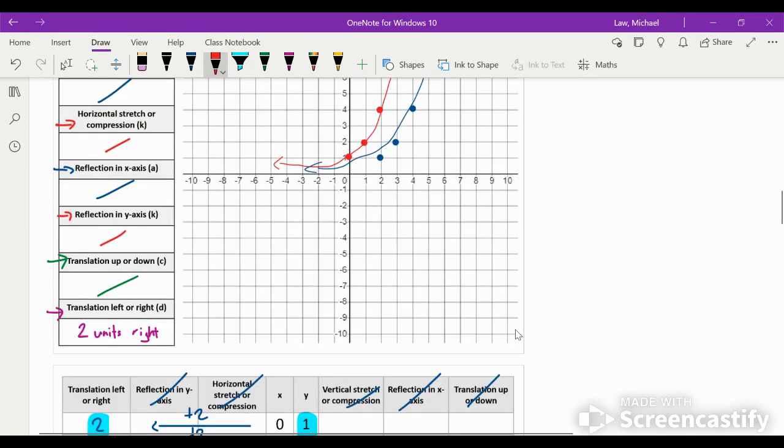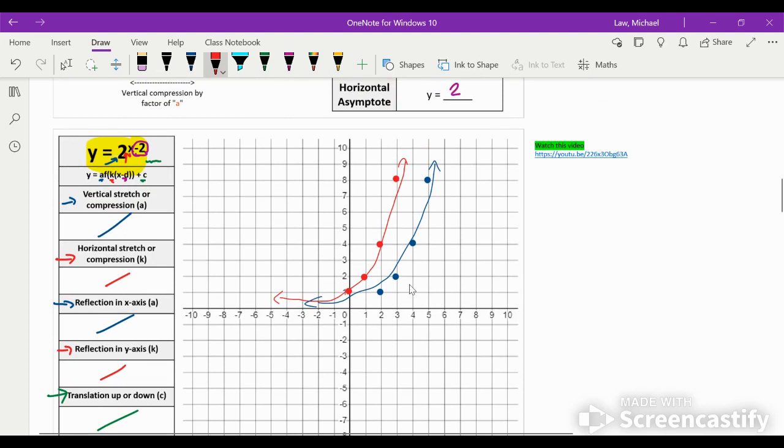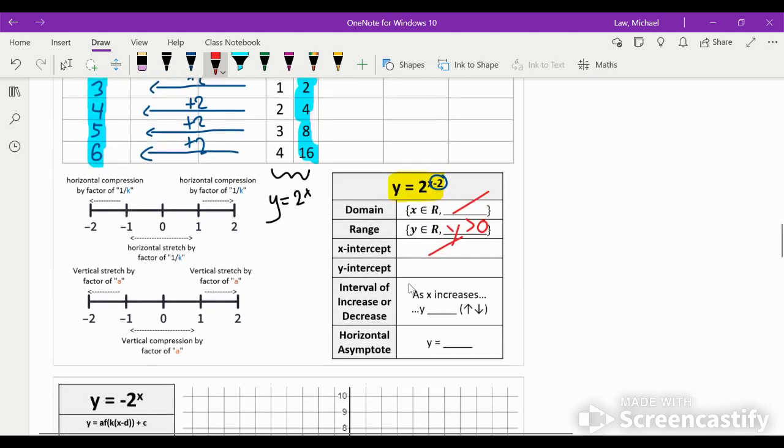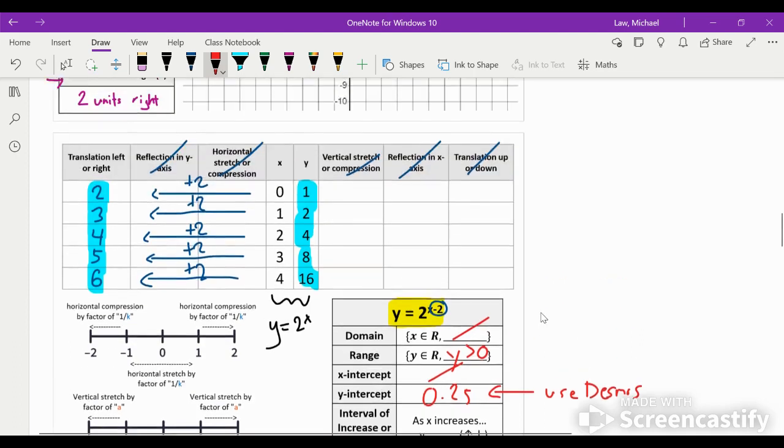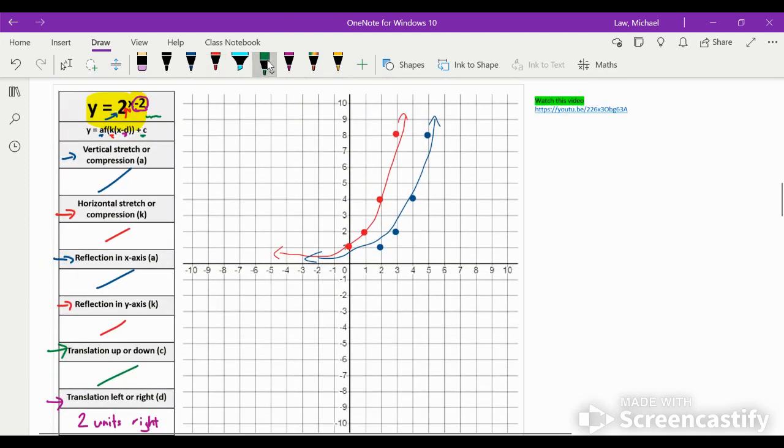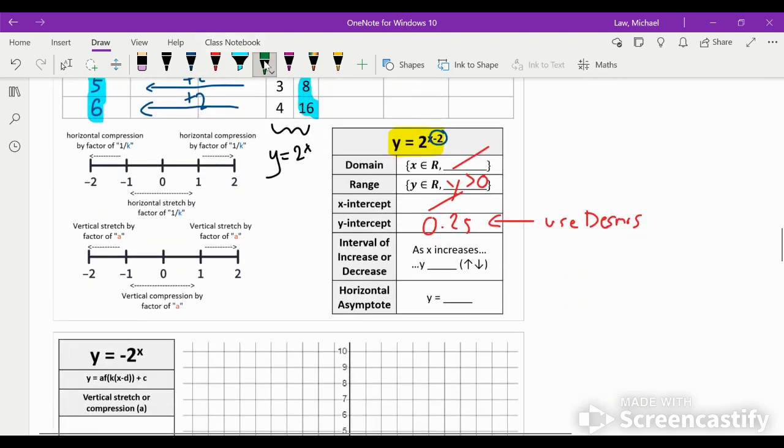Now, I didn't really do a good job of sketching this accurately, but if you check on Desmos, the y-intercept is going to be 0.25. So I'm going to just put that down over here at 0.25, and you can use Desmos for this. Since our sketch is just a sketch, it is just an approximation, okay? And for the interval of increase or decrease, as you can see here, as your x value increases, your y value increases as well. So you can say that it is increasing, all right?